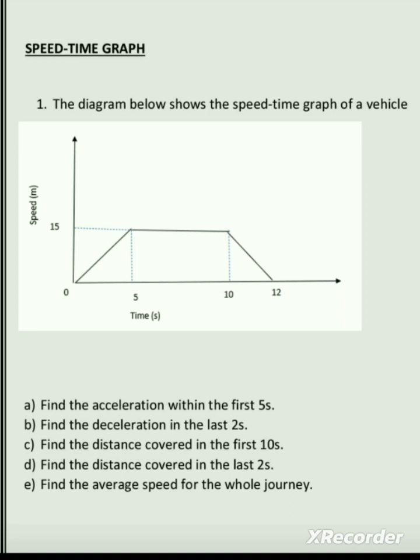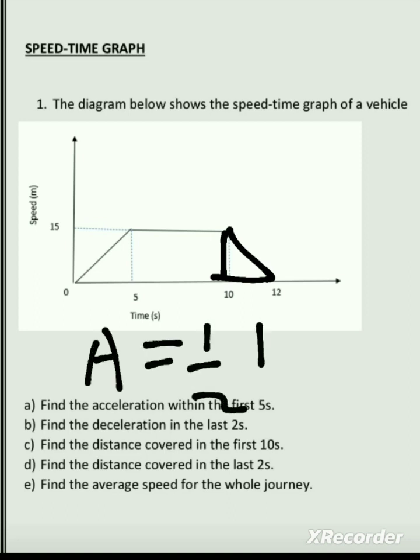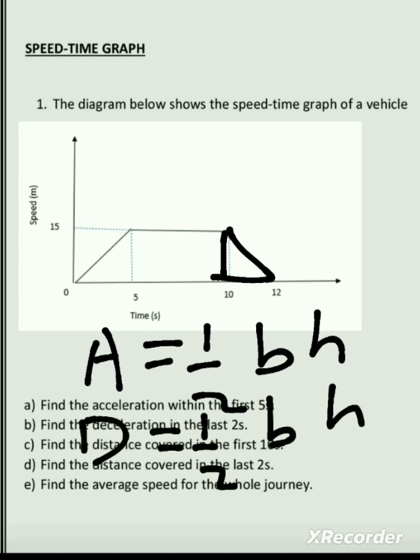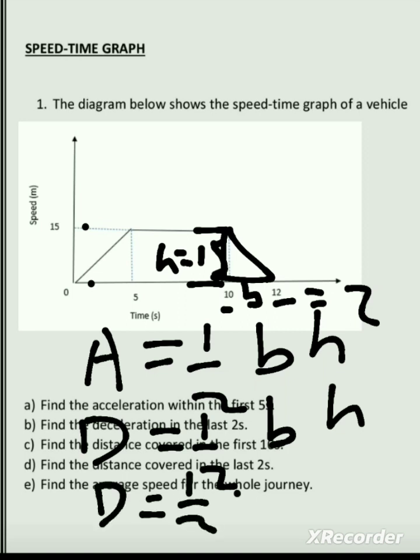Then question D says, find the distance covered in the last 2 seconds. So the last 2 seconds are these. What shape is this? It's a triangle. So the formula for the area of a triangle is half BH. So distance is equal to half BH. B is here, which is the difference between 12 and 10, which is 2. And H is here, which is from 0 to 15, as you can see. So it's 15. So distance is going to be equal to half times 10 times 15.